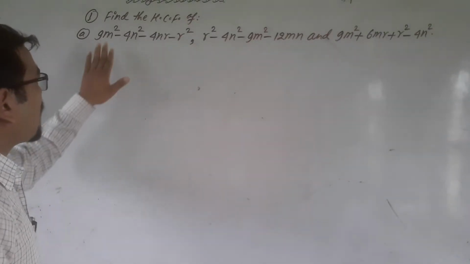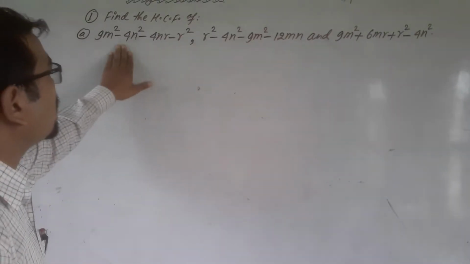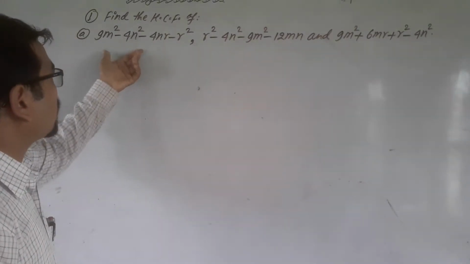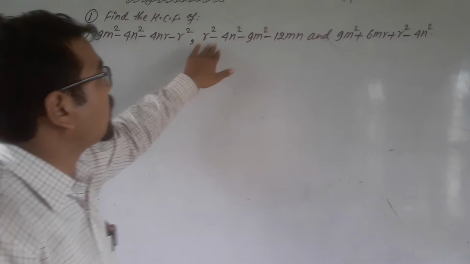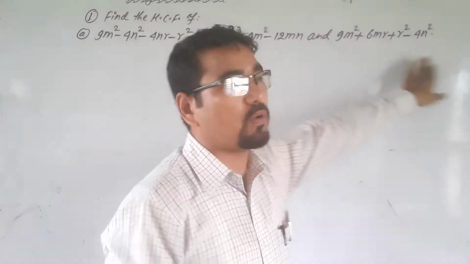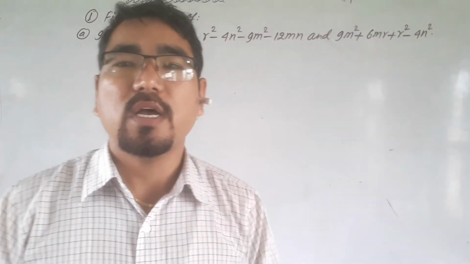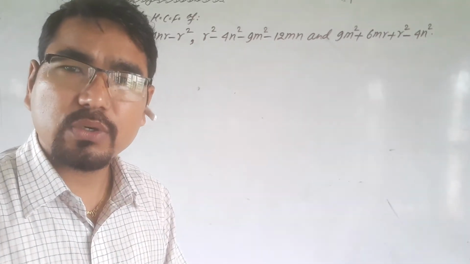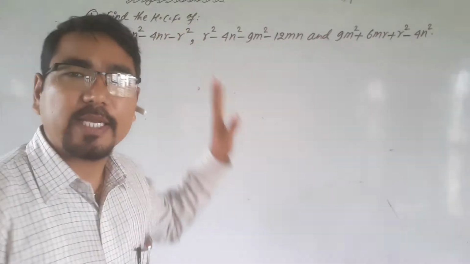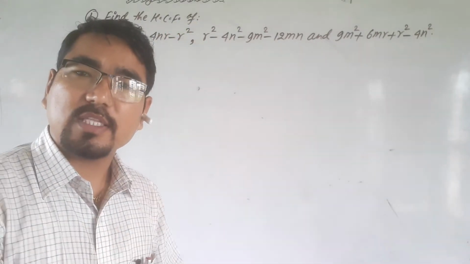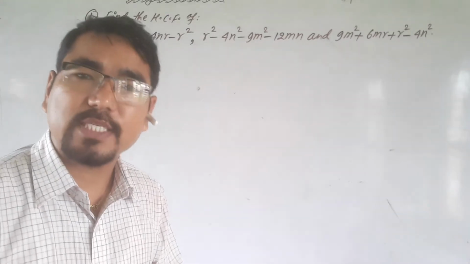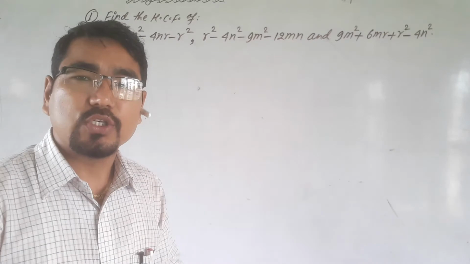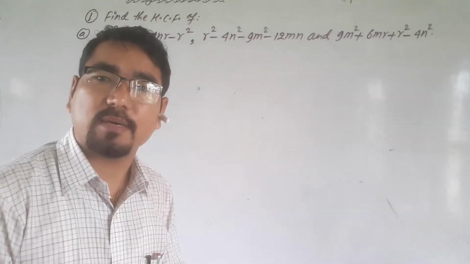Okay, now here we have three expressions. 1, 2, 3 expressions are given, and all of them have 4 terms. 1, 2, 3, 4. Four terms are given in the algebraic expression. How to factorize it? Because you know, to find the H.C.F and the L.C.M, all the given algebraic expressions are to be factorized in the beginning. Only then can we find the H.C.F and L.C.M, so you have to be perfect in factorization.